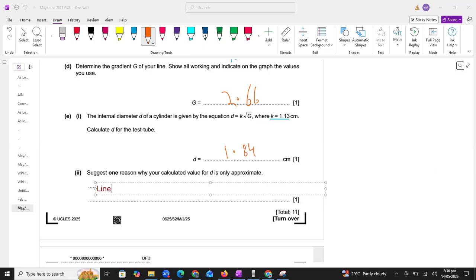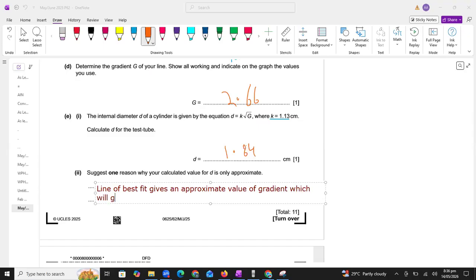So how we have to write the answer? That line of best fit gives an approximate value of gradient, which will give approximate diameter. Is it clear to you, students? Did you understand this question, beta? All right. Okay, so now we have understood this one. We have completed question number 2.